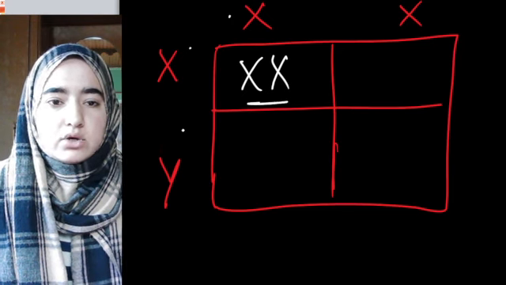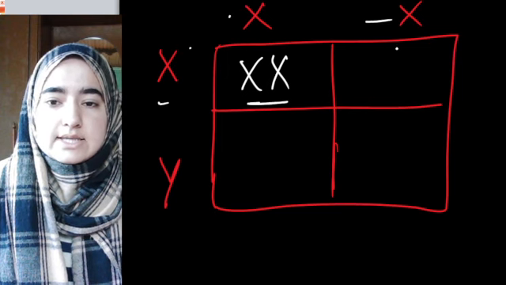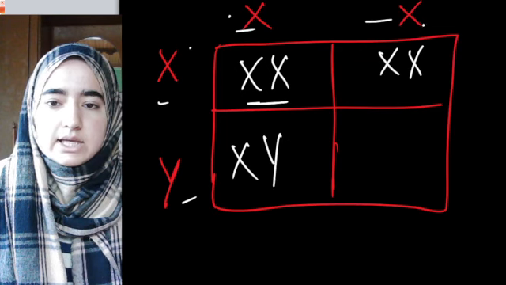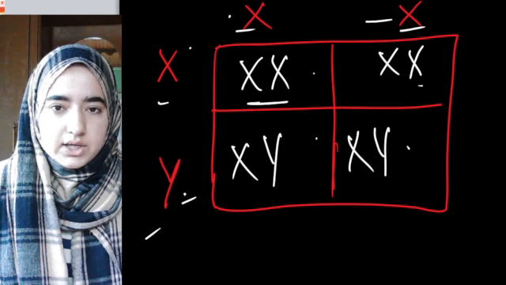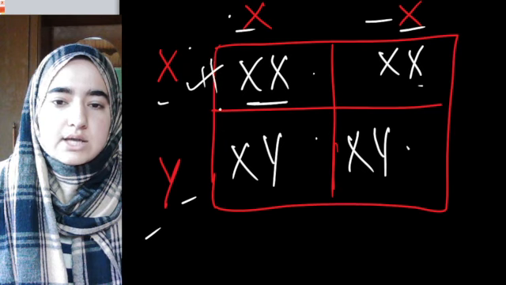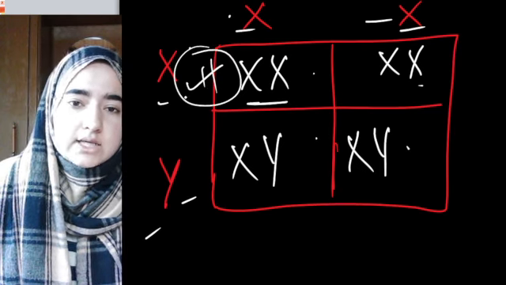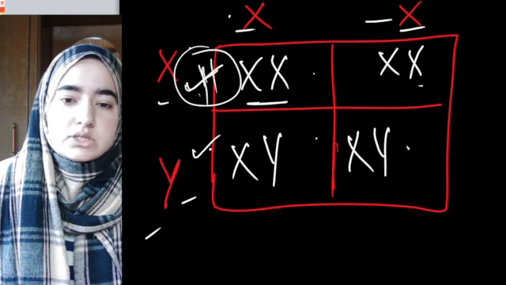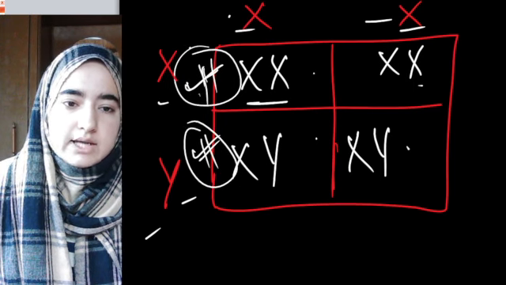That means the zygote will get converted into female. This X and this X form female. This X and this Y form male. This X and this Y also form male. I hope this concept is clear, right? That means a woman who has conceived has 50% chances of having a female and 50% chances of having a male.